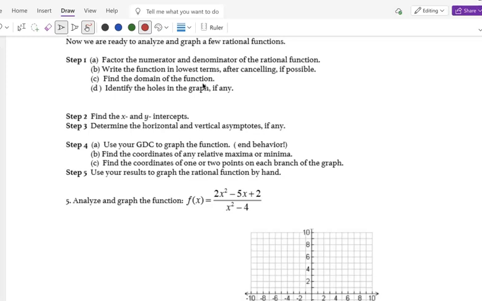So there's a hole at that point. Whichever term cancels out, that's a hole. So that will give you the domain. Then the vertical asymptote, like that. Identify the holes in the graph. Whichever term cancels out, that's a hole.